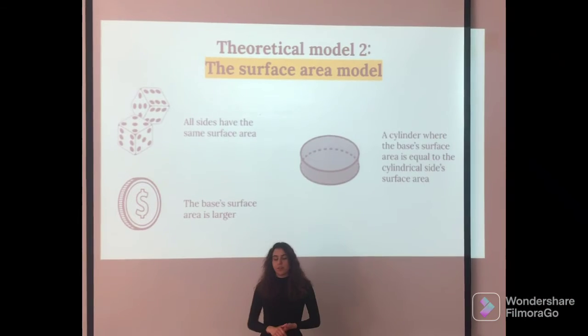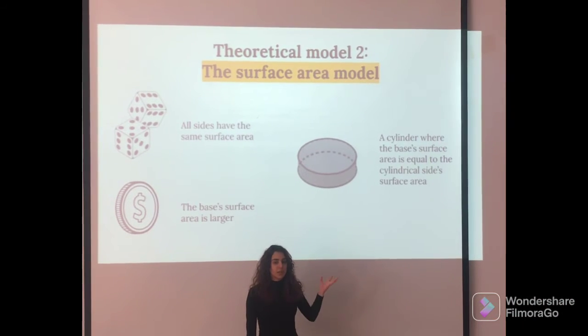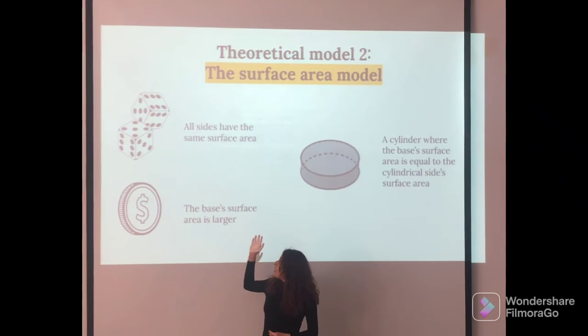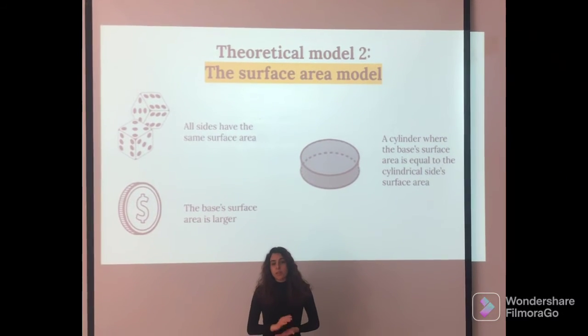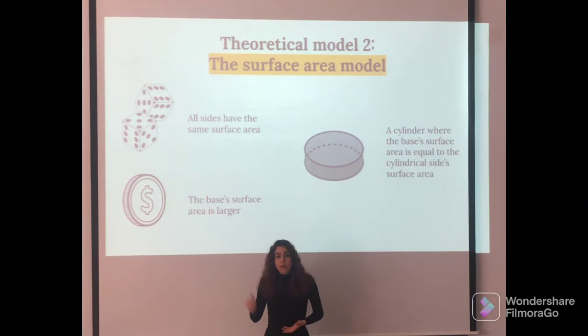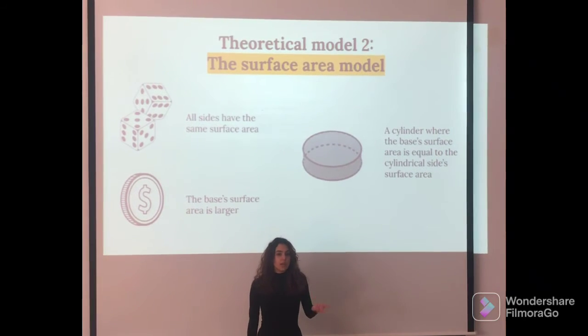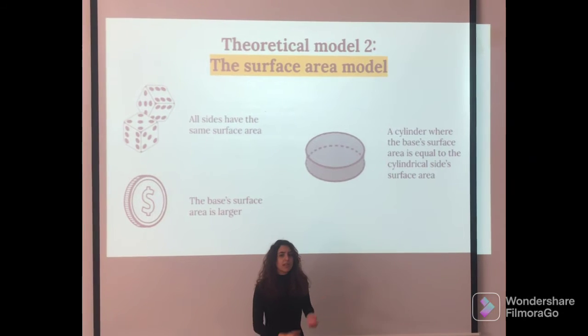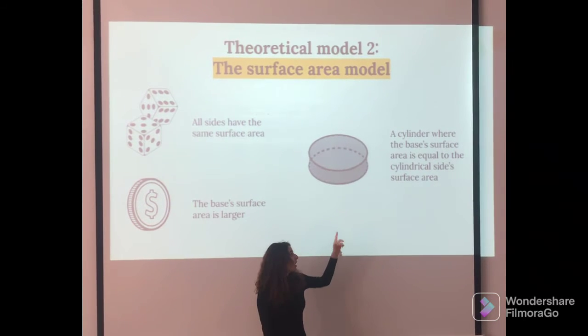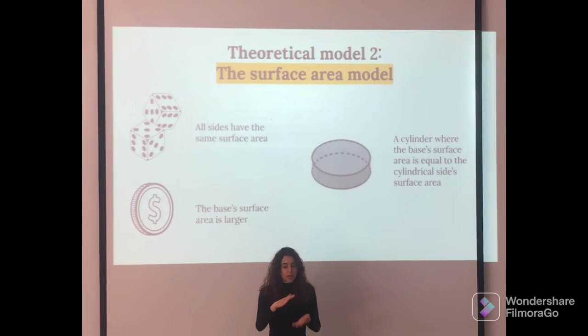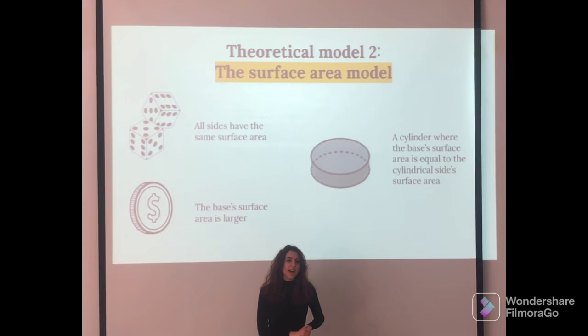This is the second theoretical model that we created, which is based on the surface area of the cylinder. In a common die, all sides have the same surface area. In a common coin, the surface area of the base is significantly larger. So in analogy with the common dice, we thought that a cylinder that has an equal surface area in the cylindrical side and in each one of its bases will act as a fair die.